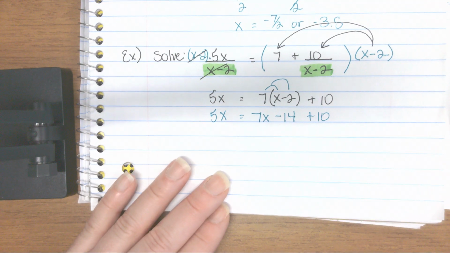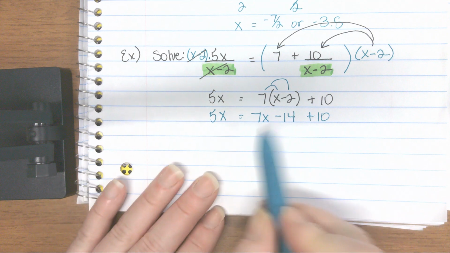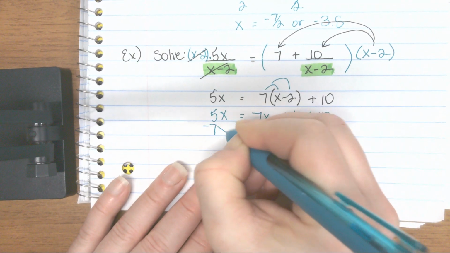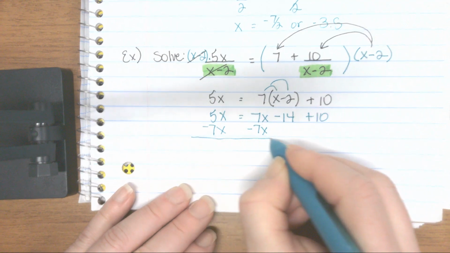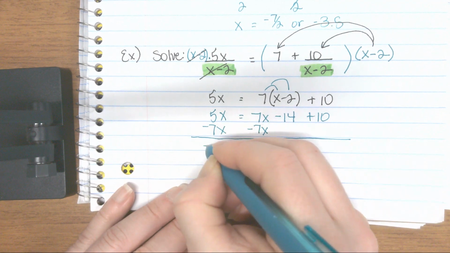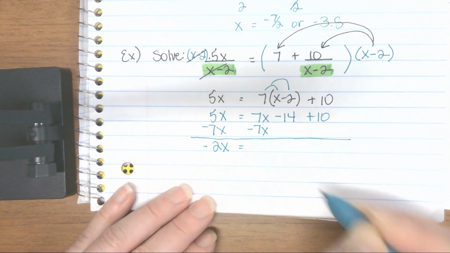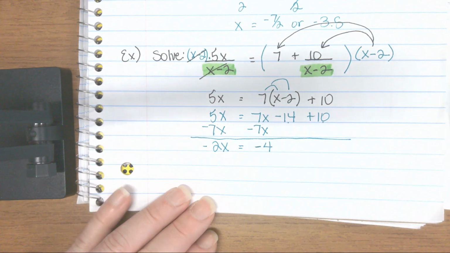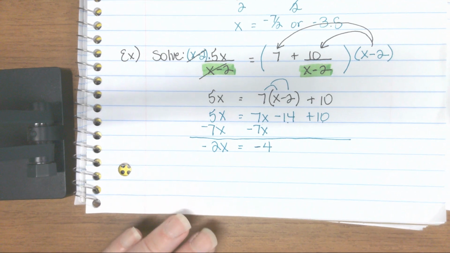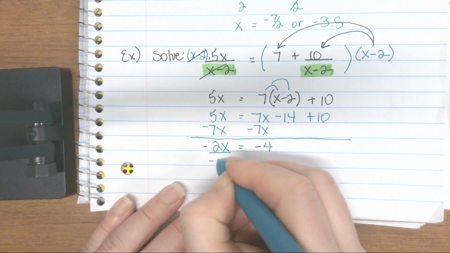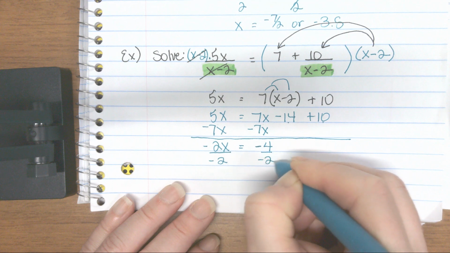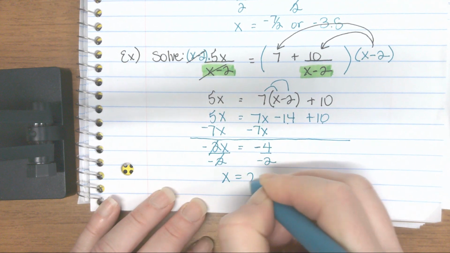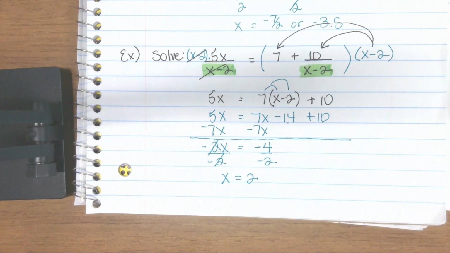So I have x's on two different sides. I'm going to move this 7x to the other side. So subtract 7x from both sides. That gives me negative 2x equals, and negative 14 plus 10 is negative 4. We divide both sides by negative 2. X equals 2. Okay.